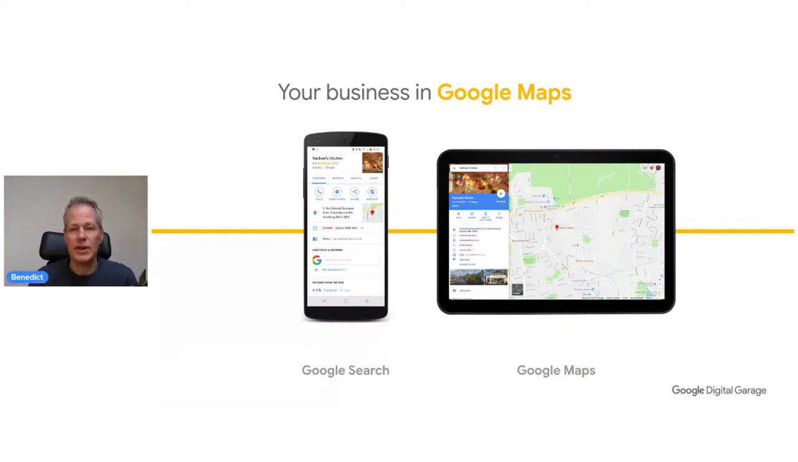I do have a friend who went to a fish and chip shop, and according to the information he could get from Google Business Profile, it was open. It was closed. I don't think he ever went back to that fish and chip shop again. So make sure your information, out of respect to your client, is up to date, of course. Okay.